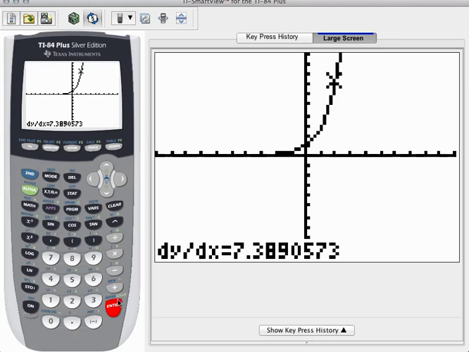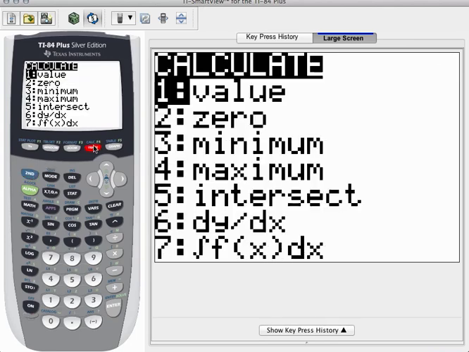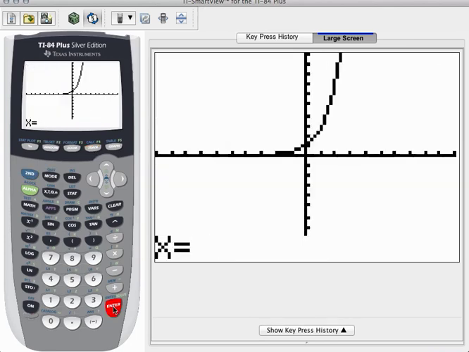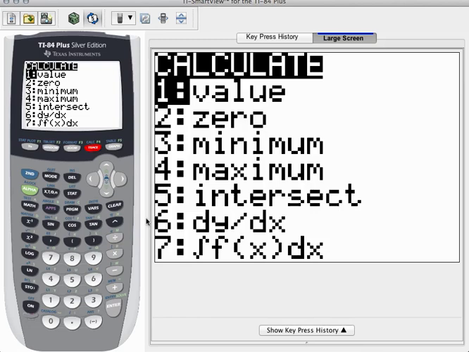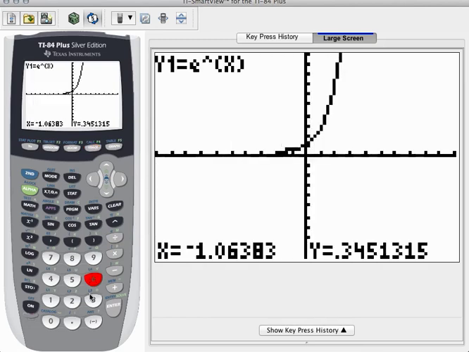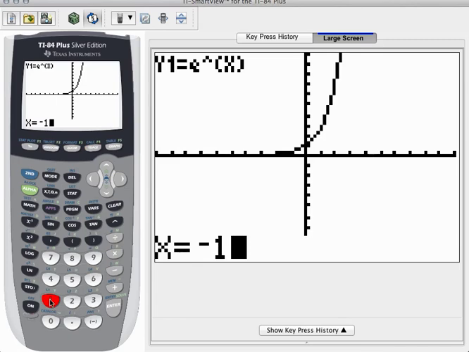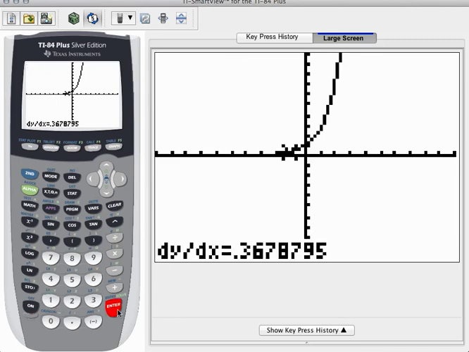Let's try -1. So let's begin with the function value at -1. And we get approximately 0.368. And now we're going to figure out the slope of the curve, the derivative at that same point. Down to number 6 again, and simply type in -1 and enter. And there is that same 0.368. So we're 2 for 2.